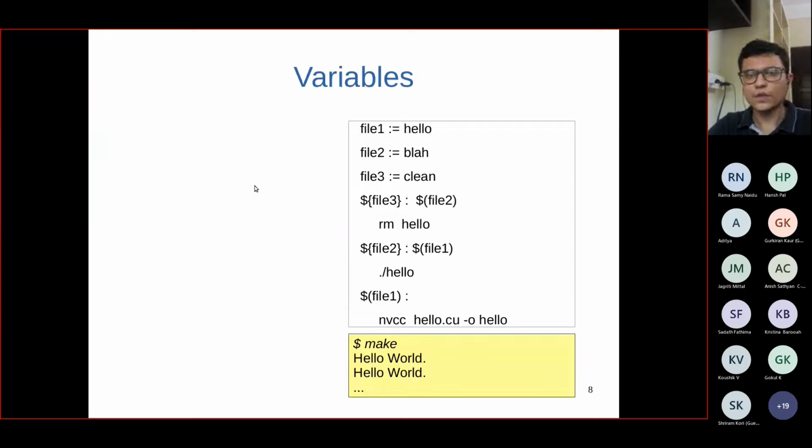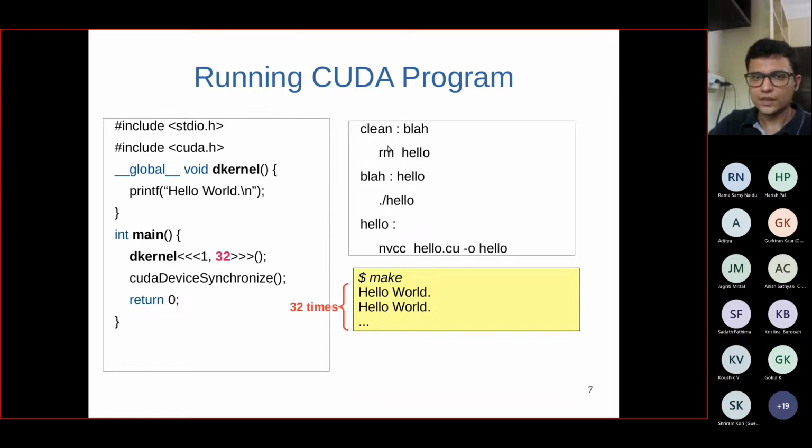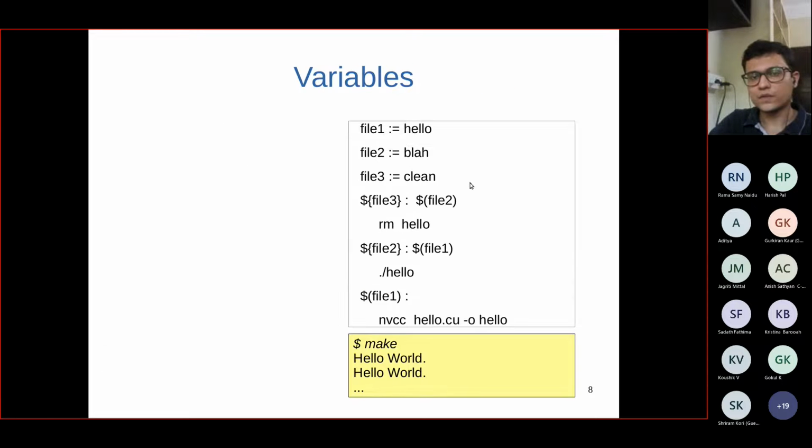Let me move further. Okay, so coming to the variables, instead of writing these names for the targets and prerequisites, we can also declare variables. We can name the variables like file1, file2, file3, or we can give any arbitrary name, and then we can assign strings to them. Please note that this assignment should be a string, and this colon equals is a kind of assignment operator. So this string hello is assigned to this variable file1, and similarly to file2 we are assigning blah, and similarly for file3.